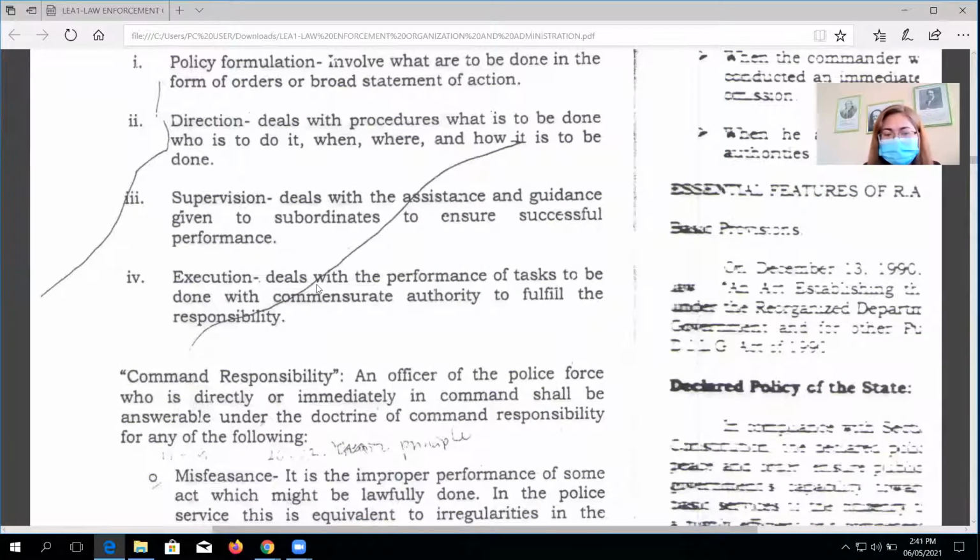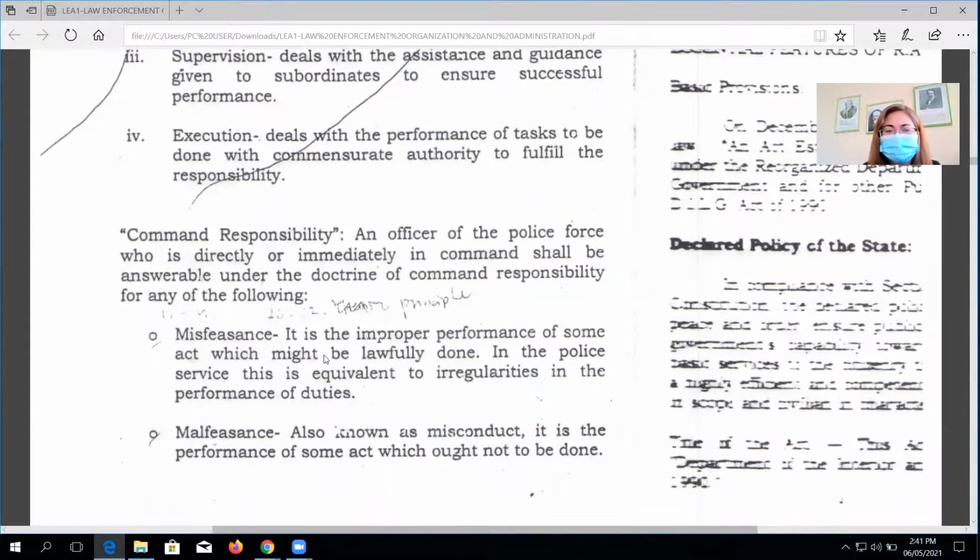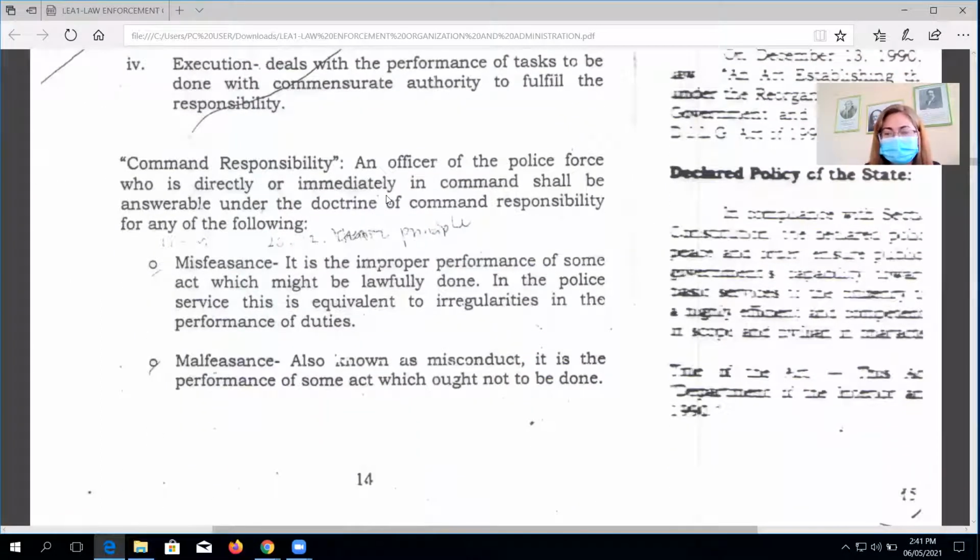Another, execution, deals with the performance of tasks to be done with commensurate authority to fulfill the responsibility. Aside from that, we also have command responsibility. An officer of a police force who is directly or immediately in command shall be answerable under the doctrine of command responsibility. Meaning, if you are a leader, even if you are not the perpetrator, automatically as the leader and supervisor, you take responsibility for whatever untoward incidents occurred. So what are the different kinds? First is misfeasance.